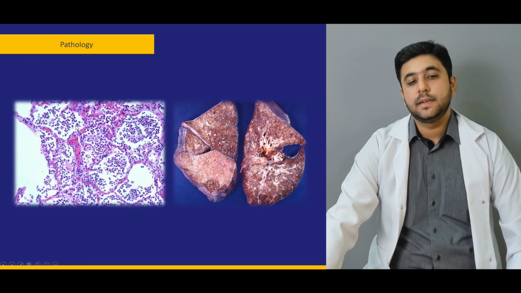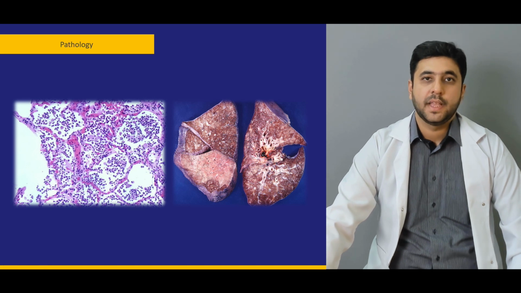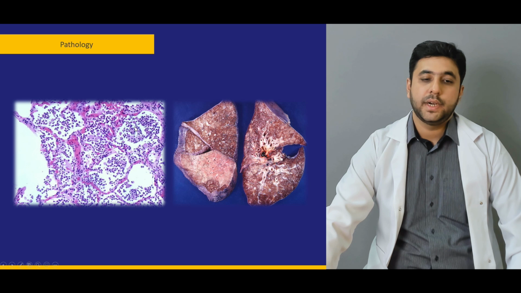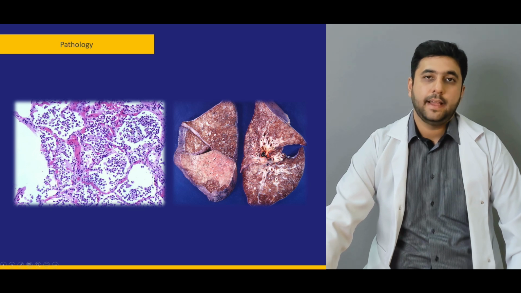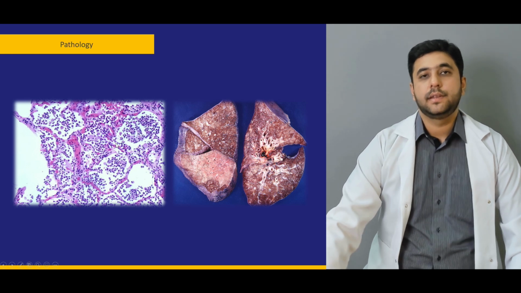For example, when the infection starts, the first phase is called edema or congestion. When there is leakage from the pulmonary capillaries, the exudative fluid gets into the alveoli. The exudate is a protein-rich fluid which gets into the alveoli. Shortly after that, there is a stage which is called the red hepatization.